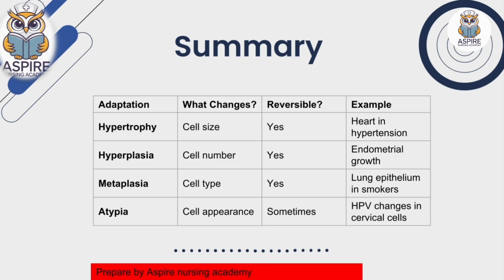4. Atypia. What changes? The appearance of the cell becomes abnormal under the microscope. Is it reversible? Sometimes, but not always. It depends on early intervention. Example, HPV-induced changes in cervical cells, which may become precancerous. That brings us to the end of our topic, cellular adaptation.